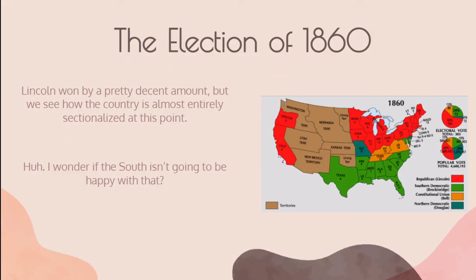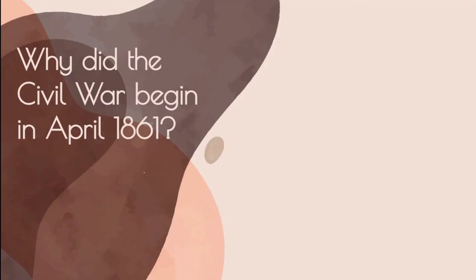Lincoln won by a really good amount, but we see how the country is almost entirely sectionalized by this point. We see Republicans in the north, and also in Oregon and California. We see Constitutional Union right in the middle. Then a bit of a Northern Democrat in Missouri. Then a lot of our Southern Democrats in the South. So, when this Republican gets elected, how do we think the South's gonna feel? And that's why the Civil War begins in April 1861.